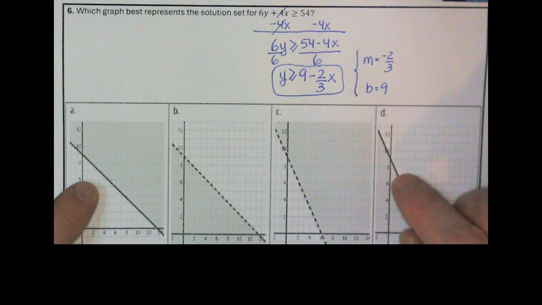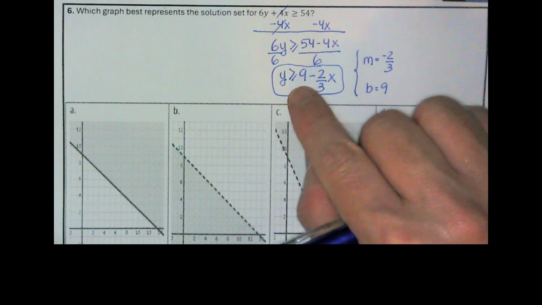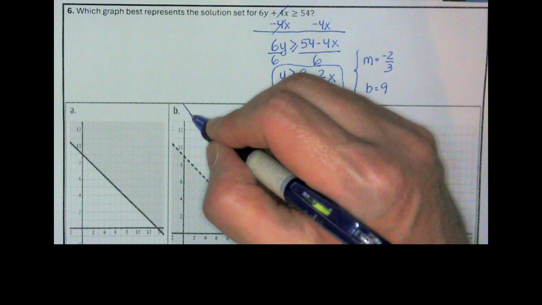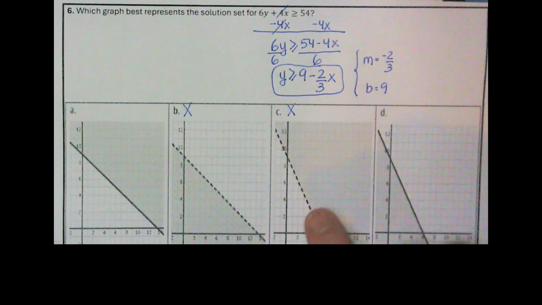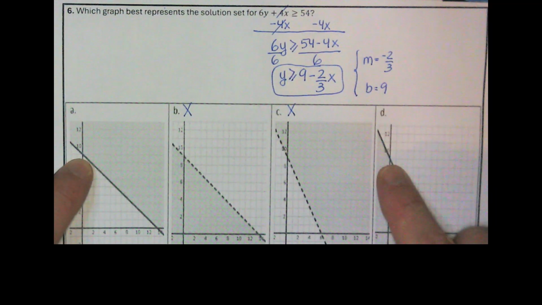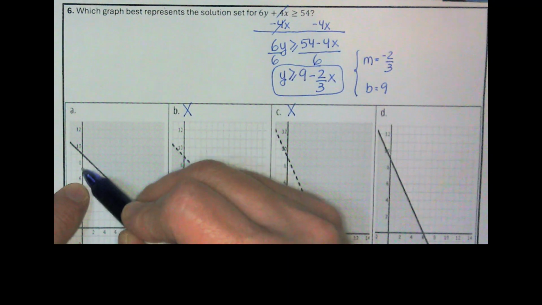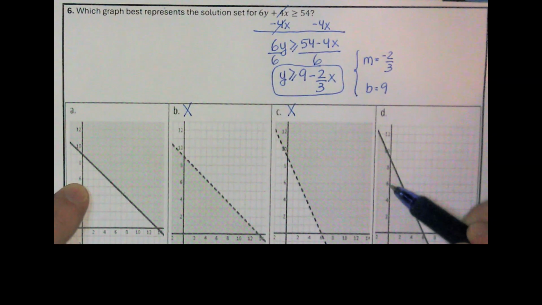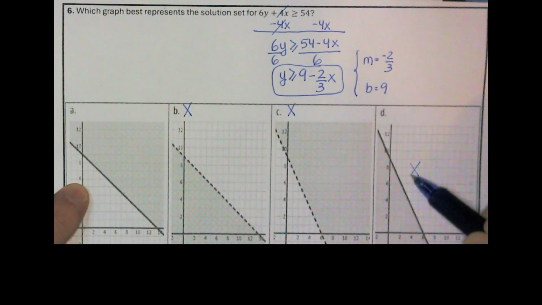Now, this graph, first of all, is going to be a solid line. So that means letter B and letter C are wrong because the lines are dotted. So that leaves me these two. They both have solid lines. They both start at 9. And let's see, this one goes down 2/3, down 2/3. This one goes down 3/2, so definitely wrong.